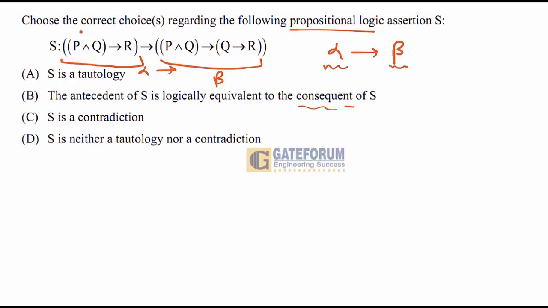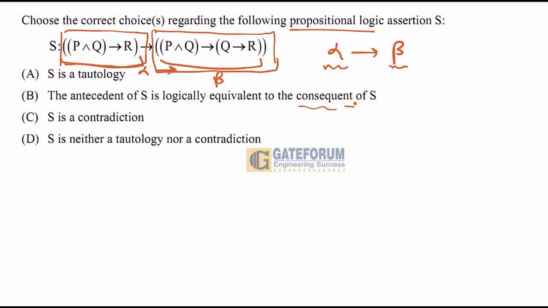So here, whatever is in the LHS, this is called antecedent and this is called consequent, right? This beta is called consequent. Okay, what they are asking is whether they are logically equivalent or not.